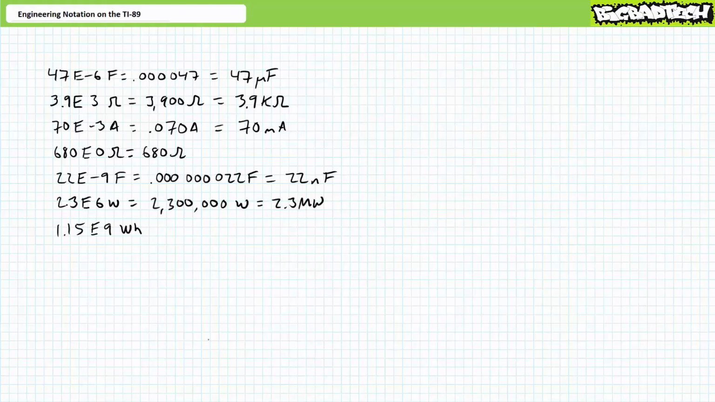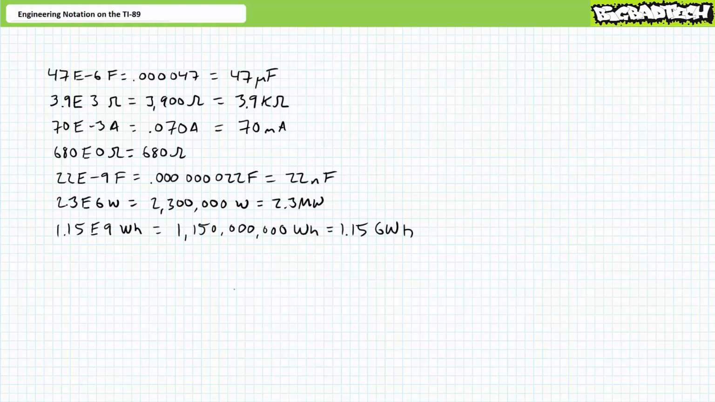The next entry, 2.3e6, means take 2.3 and multiply by 10 raised to the 6, or million, or 2.3 million watts. The engineering prefix associated with the power of 10 to the 6 is a mega, so this is more appropriately expressed as 2.3 megawatts.